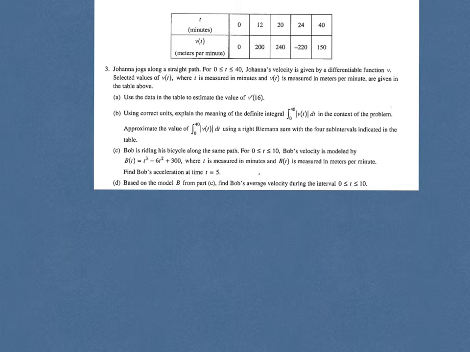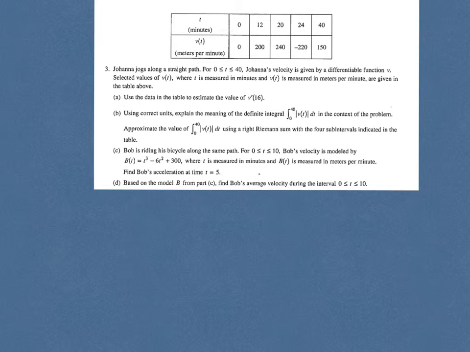Now we have Bob riding his bicycle from t equals 0 to t equals 10. Bob's velocity is modeled by this particular function, where t is measured in minutes and v of t is measured in meters per minute. Find Bob's acceleration at t equals 5. This is your velocity function. Based on this model from part C, find Bob's average velocity on the interval from 0 to 10.